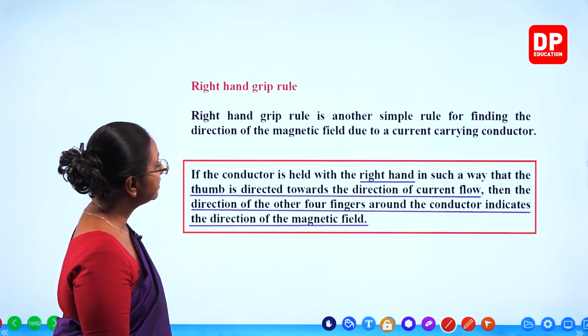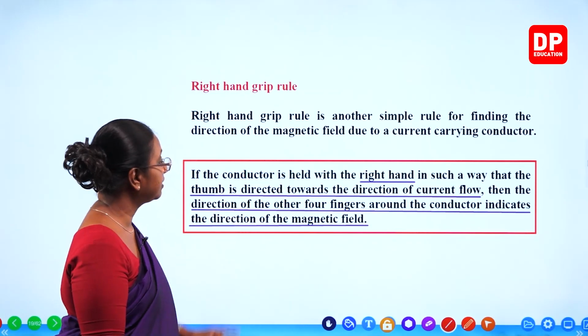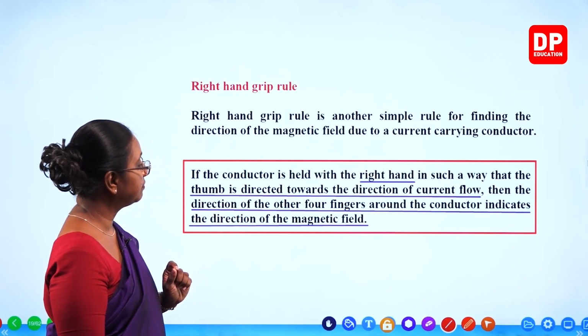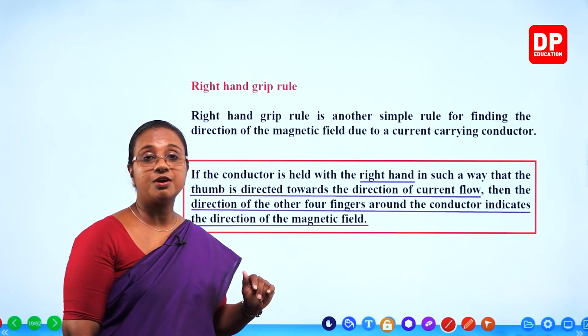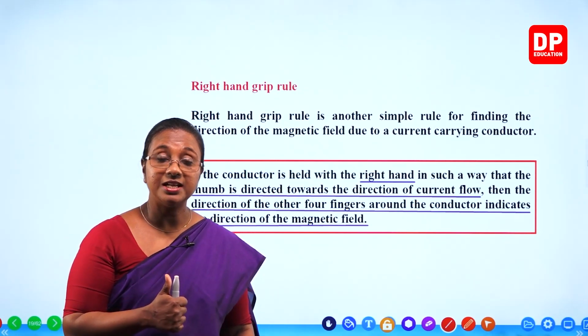If the conductor is held with the right hand in such a way that the thumb is directed towards the direction of the current flow, then the direction of the other four fingers around the conductor indicates the direction of the magnetic field. So that is what I demonstrated now.